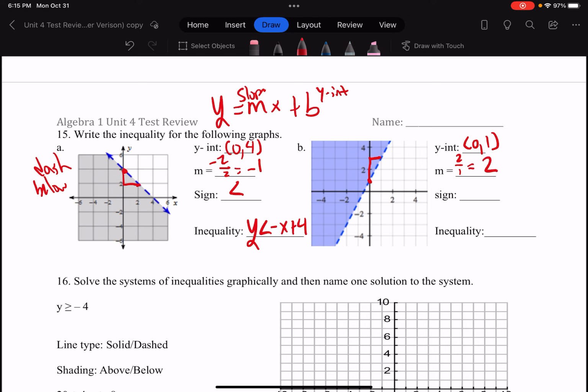My inequality symbol, I have a dashed line and I'm shaded above. So dashed and above is going to be greater than. So putting it all together, I've got y is greater than 2x plus 1. And that's how we would write those inequalities for problem 15.